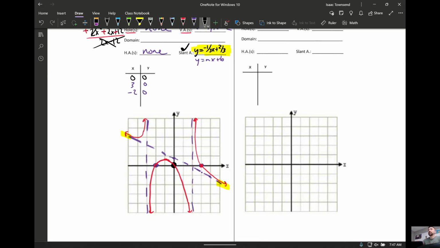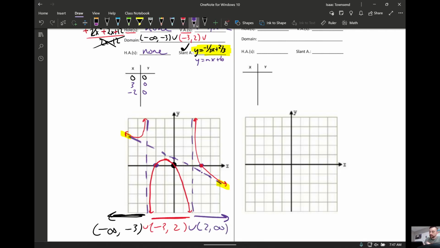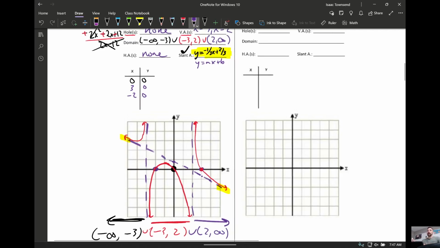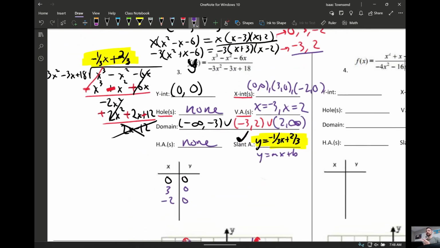Okay, and then to finish off question three, now that we've got the graph in front of us, we can see the x values it's hitting, so it's a little bit easier to describe the domain. All of these x values would be negative infinity to negative 3. All of these x values would be negative 3 to 2. And all of these x values that it's hitting are 2 to infinity. You don't have to have the graph to do the domain, but it is a little bit easier. Okay, and of course we already did slant.